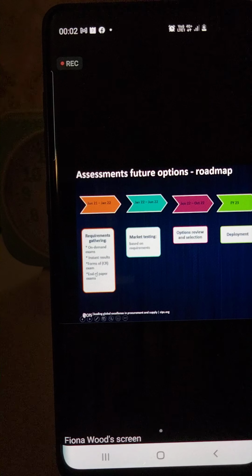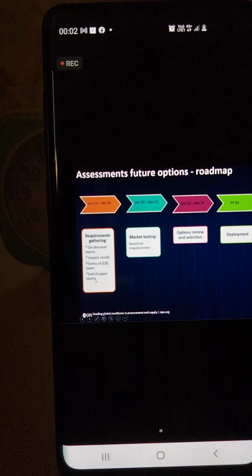Forms of the CR exam and the end of paper-based exams, as we discussed. So once we've gathered those requirements and played that back to our stakeholders, then we will undertake some market testing, and as procurement colleagues, you'll know how important that is to make sure that we test the market based on the requirements that we've identified, and then we will undertake an options review and a selection process. And once we've done that, we will then build into the requirements and then undertake a deployment.